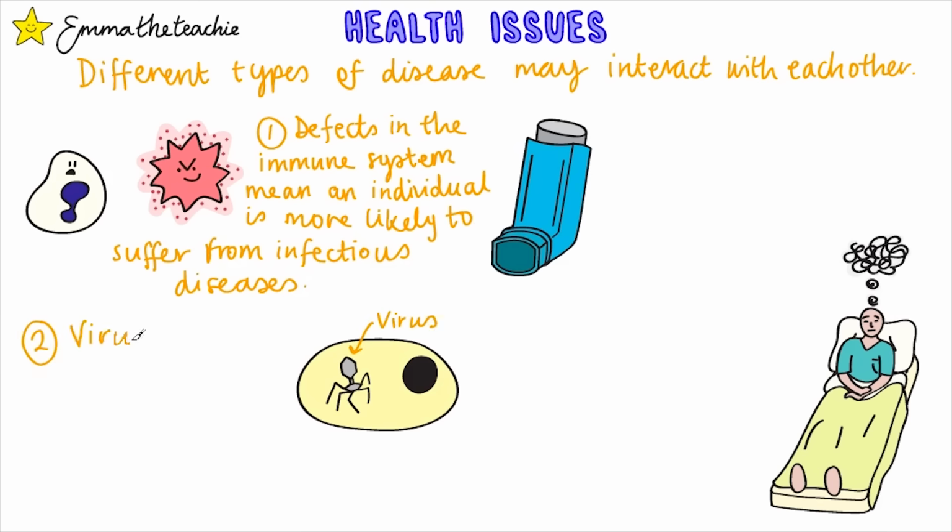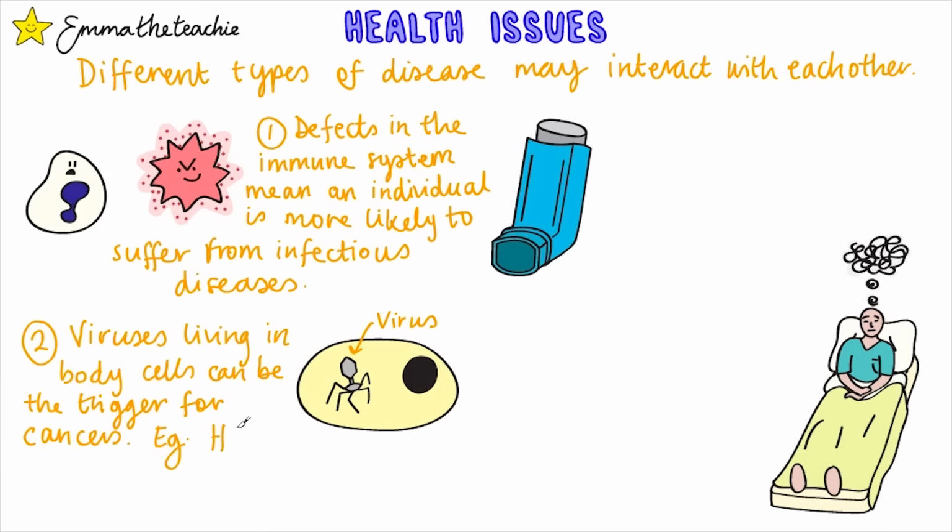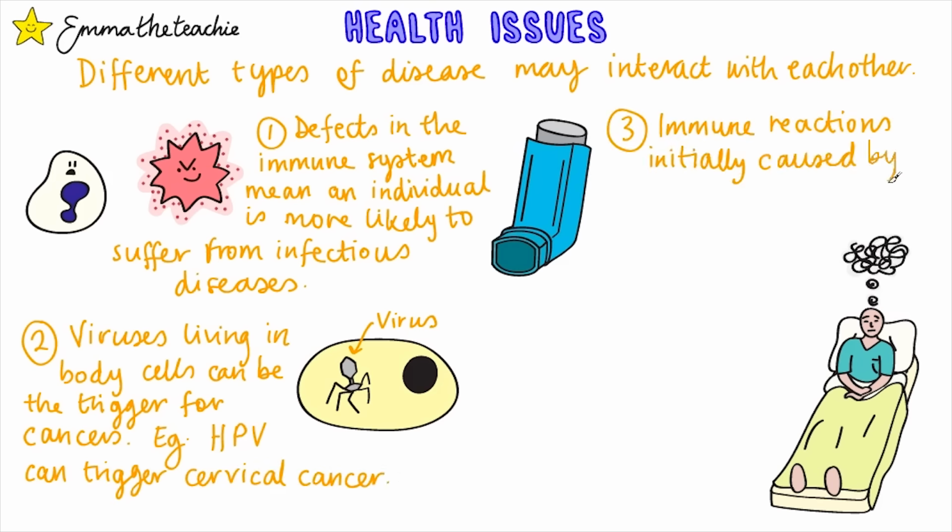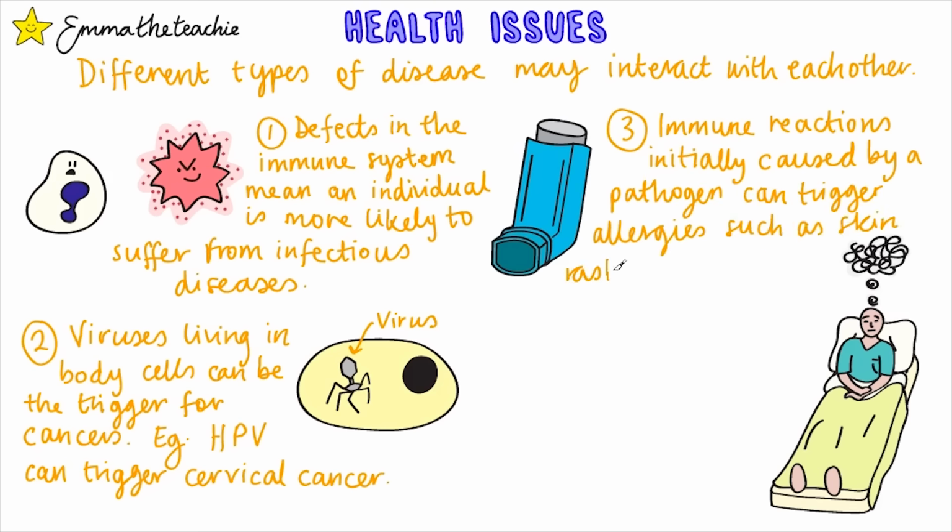Viruses living inside body cells can be the trigger for certain cancers. For example, the human papillomavirus, or HPV, can trigger cervical cancer. Immune reactions initially caused by a pathogen can trigger allergies, such as skin rashes and even asthma.